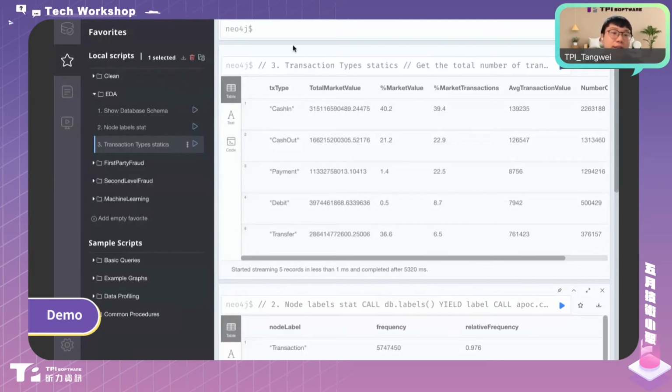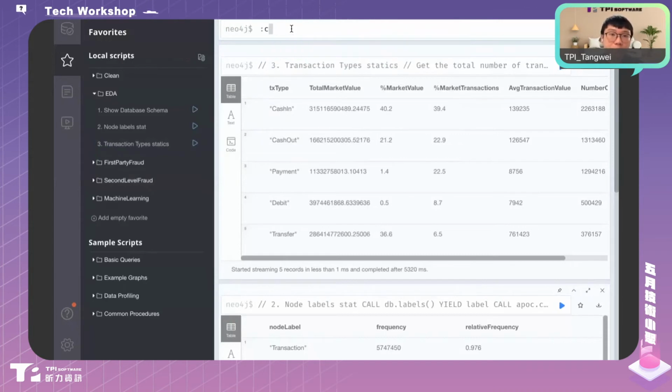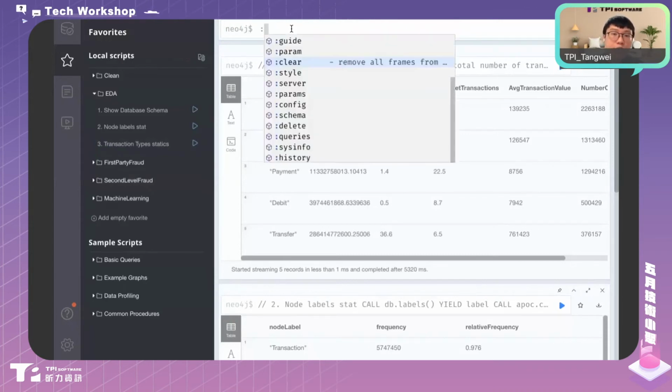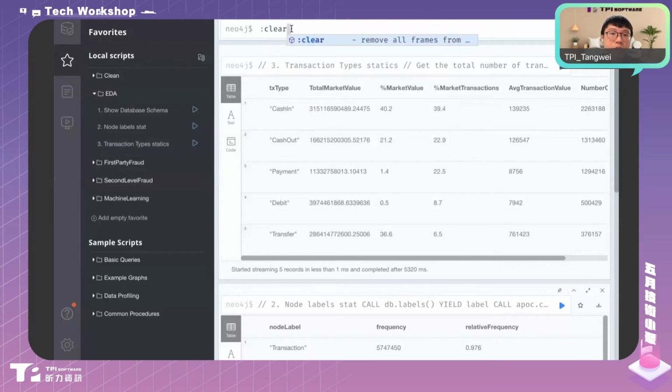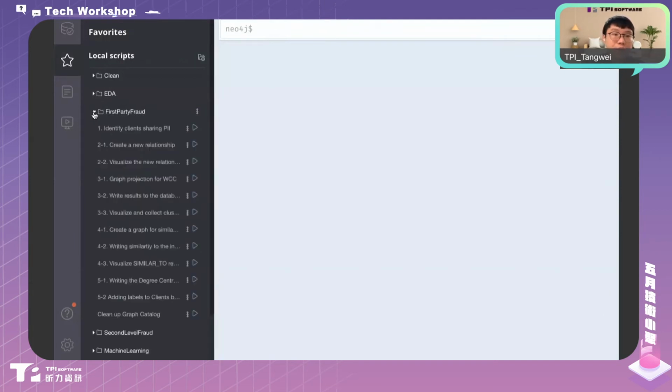Okay, so this is the part of the EDA. So we can see some data exploration in our dataset. Okay, so the next part, we are going to detect the first party fraud.